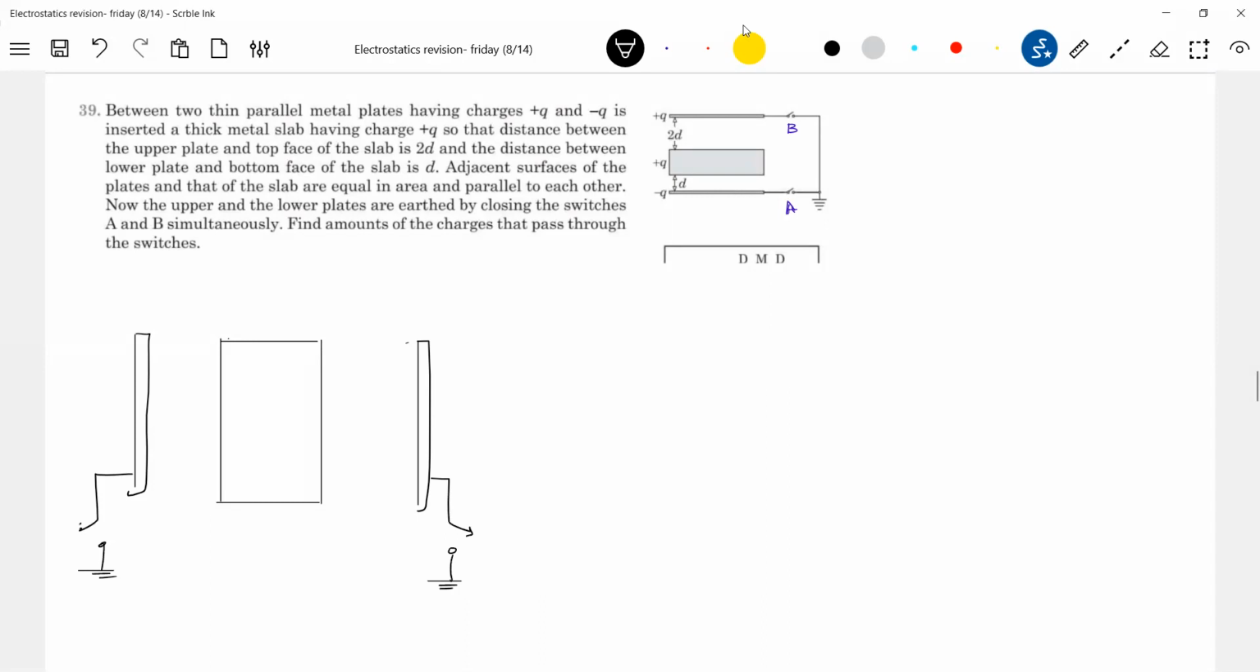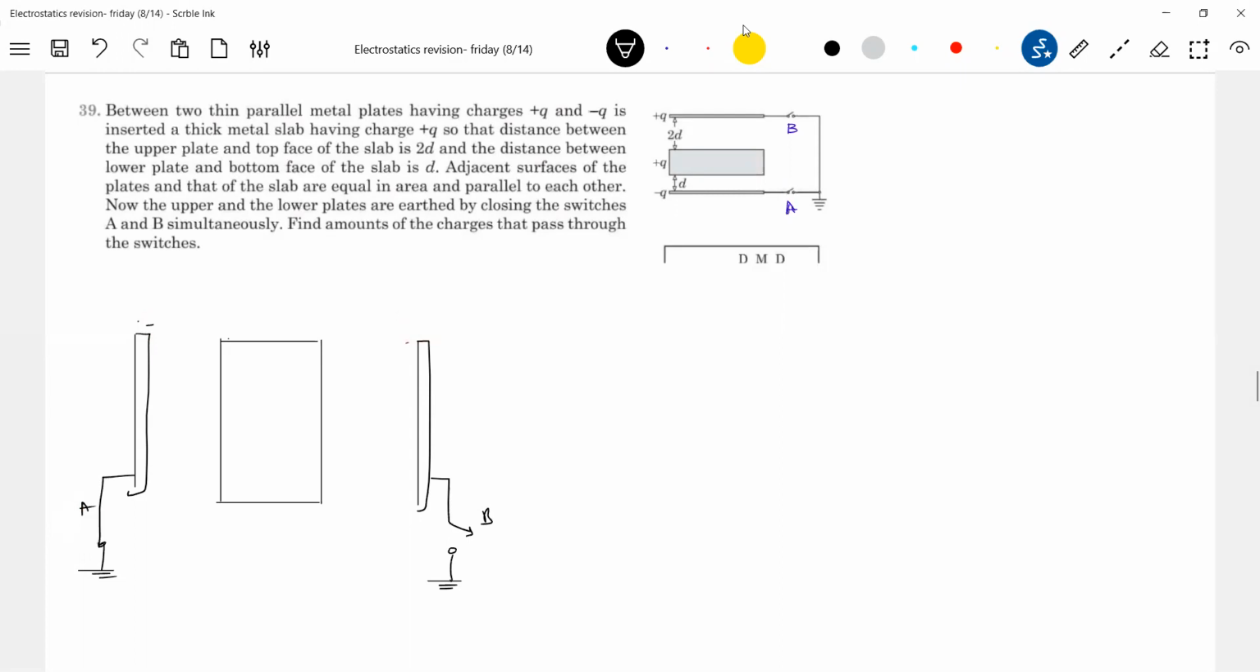Switches. This is switch A, this is switch B. So they are having a charge minus Q, plus Q. Okay, let me get into the problem. I'm going to close the switch.